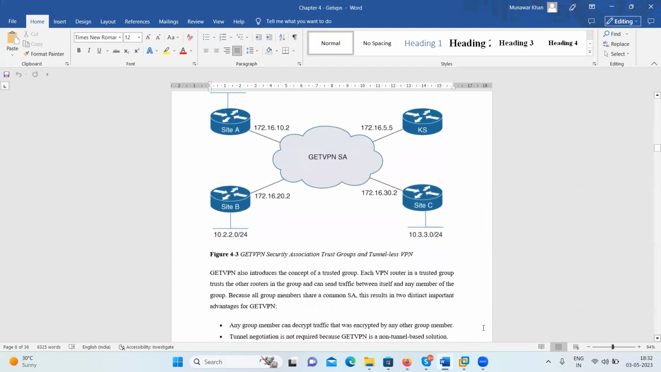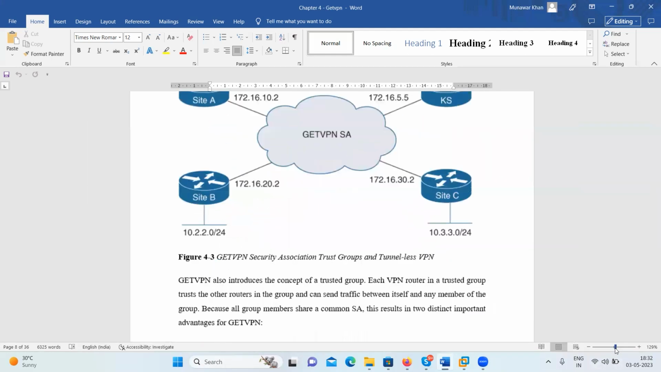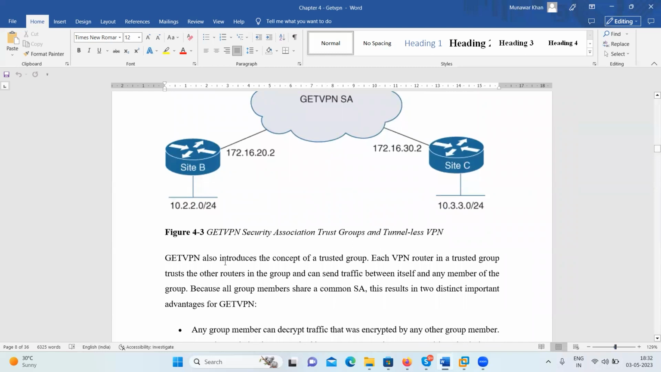Okay. So there is one more concept that GETVPN also introduces, the concept of a trusted group. Each VPN router in a trusted group trusts the other routers in the group and can send traffic between itself and any member of the group.